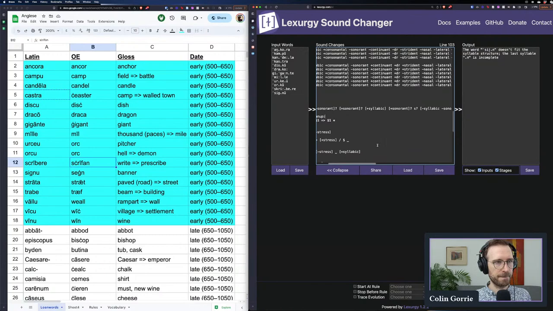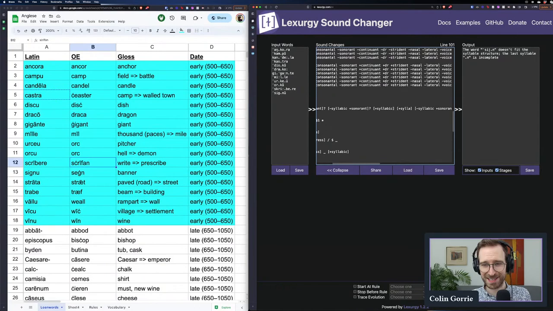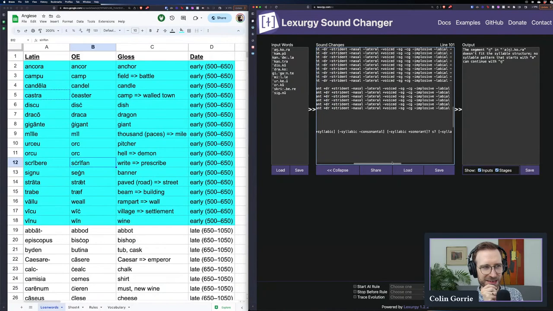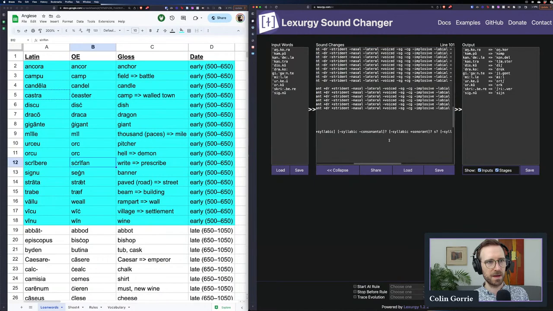Oh no, that won't work because N is sonorant too. So we need another layer here. Sorry, I'm talking to myself. We want minus syllabic, minus consonantal. Okay, now we've messed something up. Oh yeah, it has to be optional. Forgot about that. Okay, so have I messed anything else up by changing this? Encore still looks right. Comp still looks right. Condil, chaster, dish, dra. We've lost our draco.